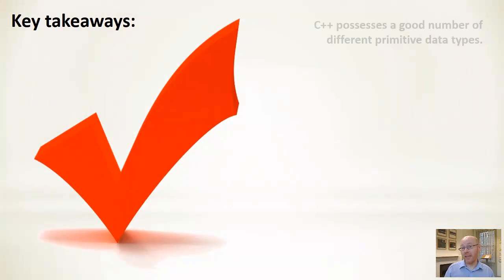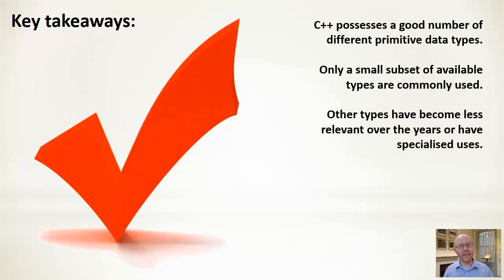So takeaways on this, C++ gives you a decent number of primitive data types, much the same as Java and C#. There's a little bit more flexibility in C++. That said, nowadays you generally only use a small subset of the available different data types, and the other types have become somewhat less relevant over the years.